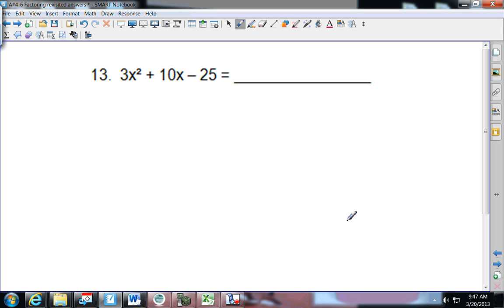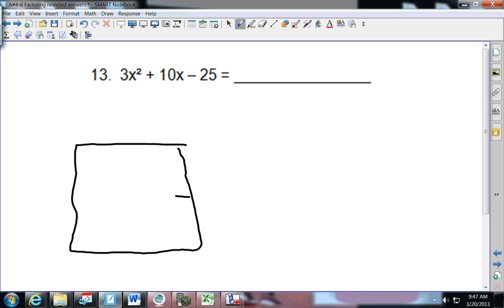All right, here's 13. Number 13, I see that there's a 3x squared. So I know that I've got to do a little more than just the x squareds. So I'm going to draw my box, helping keep things organized. I've got 3x squared and negative 25. By this time, you should know that those go in those boxes.